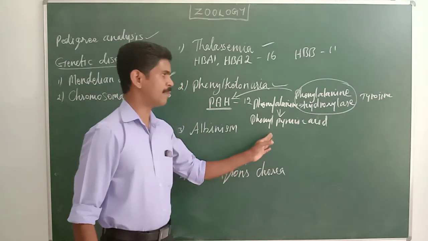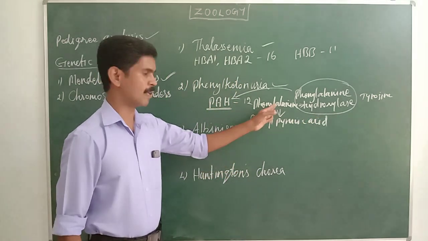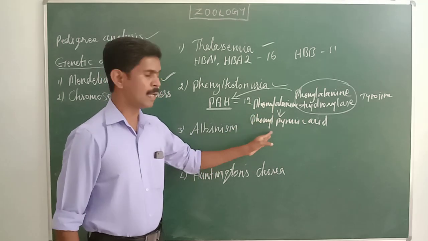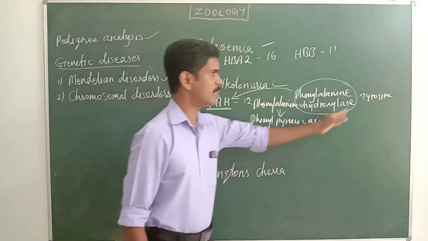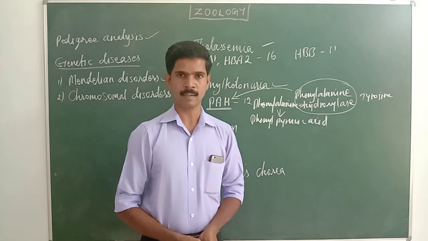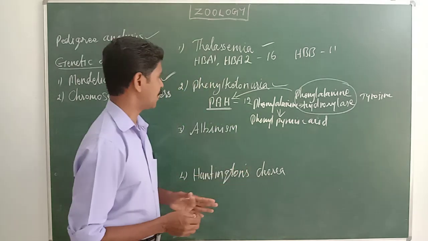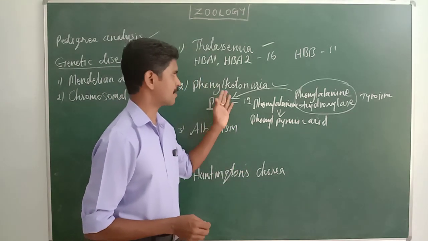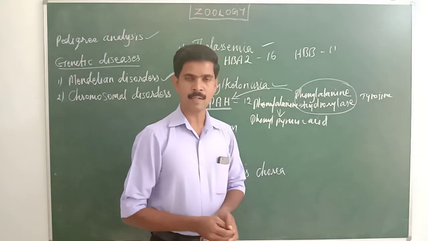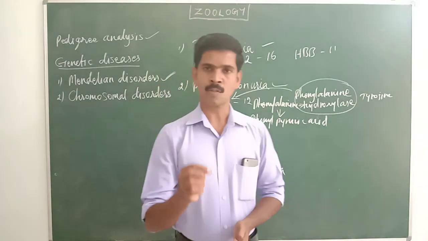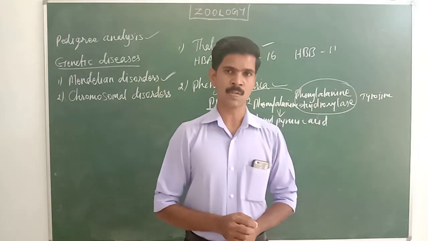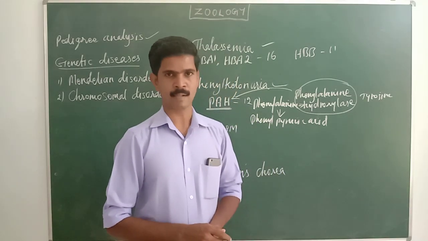Okay, so phenylpyruvic acid is converted. The phenylalanine is converted into phenylpyruvic acid instead of tyrosine. Understand all of you? So listen very carefully, dear students. Once again, repeat this phenylketonuria. Phenylketonuria is the disease due to an autosomal recessive gene. Okay, autosomal recessive gene. Understand all of you?